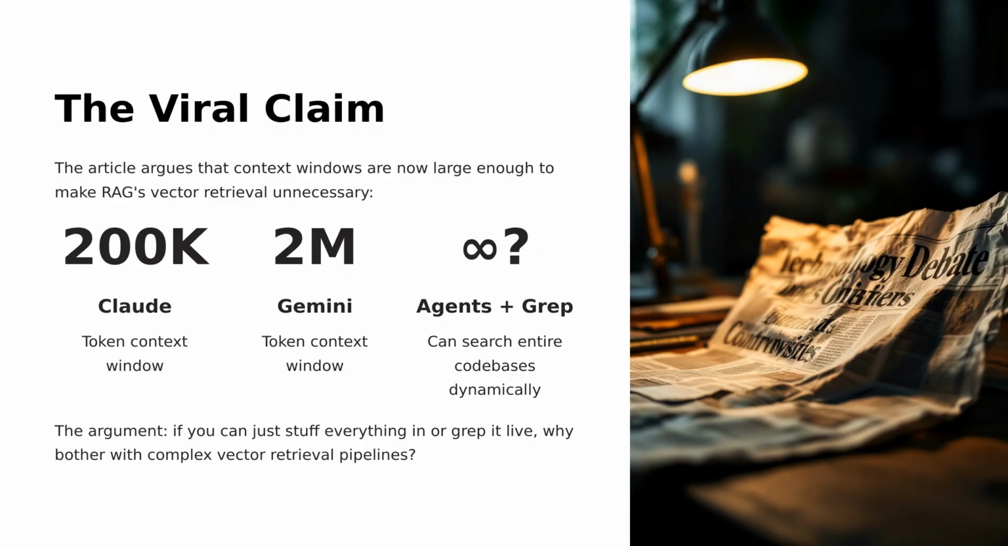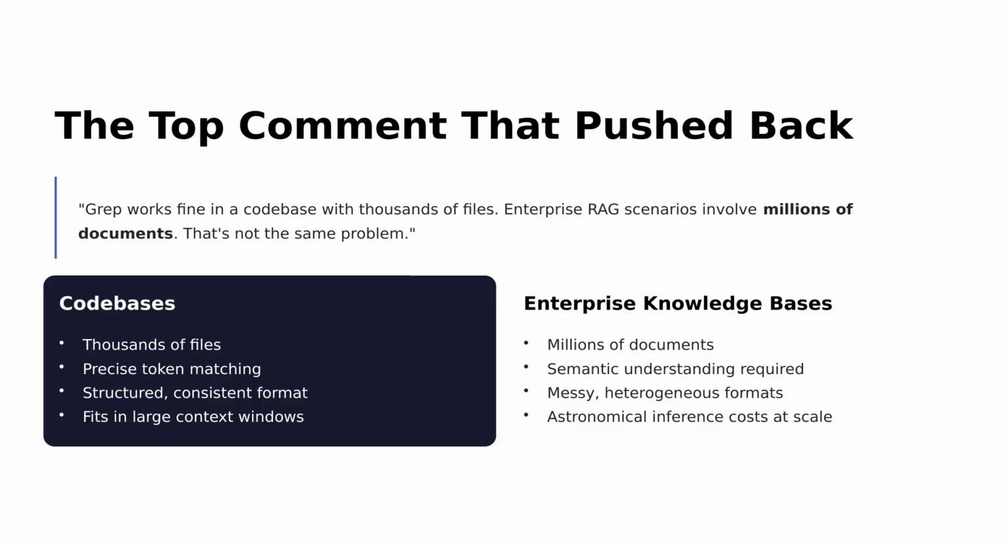Welcome to today's discussion on the viral claim about context windows in AI models. The article suggests that with the expansion of context windows, like Claude's 200K tokens and Gemini's 2M tokens, the need for complex retrieval methods like RAG might be diminishing. Furthermore, with agents capable of dynamically searching entire codebases, the question arises, why rely on intricate vector retrieval pipelines when you can directly access or search the data live?